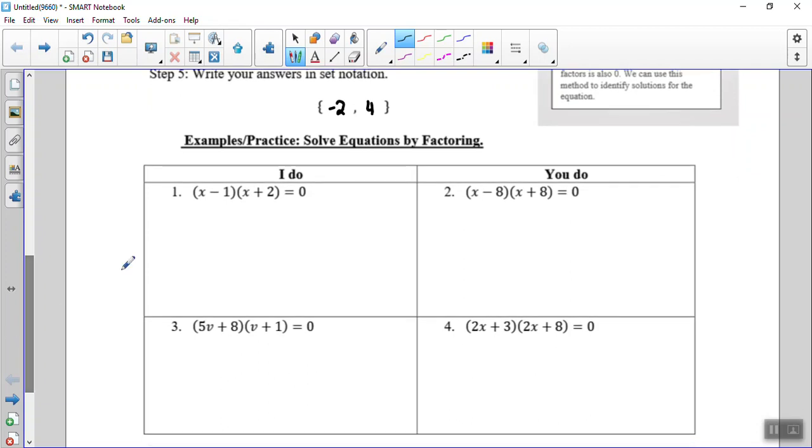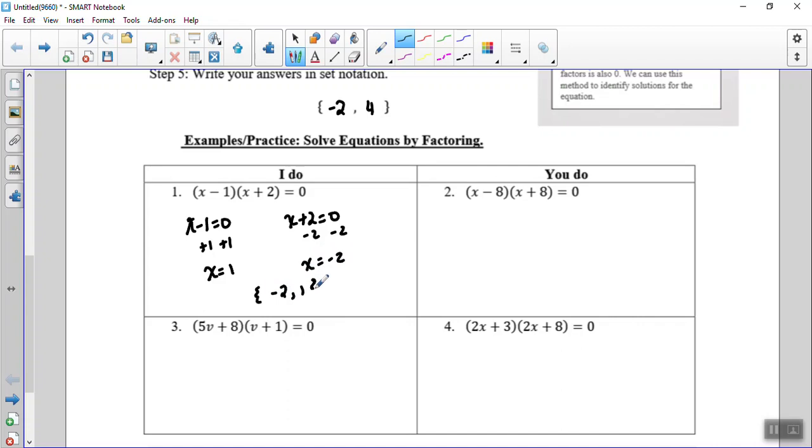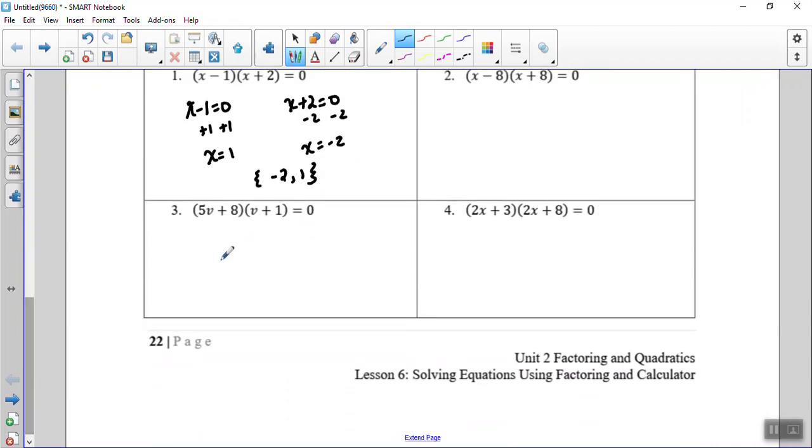Alright, so these ones, they're already factored for you, which means that now I just have to set each factor equal to 0 and then solve. And that's it. You can try this one, and then for this one, again, it's already in factored form, so I just have to set each factor equal to 0.